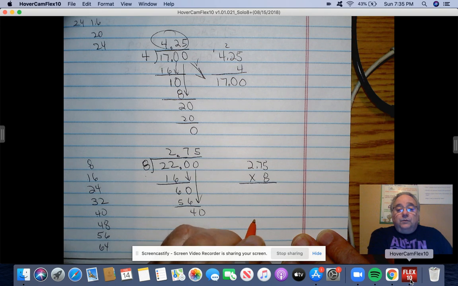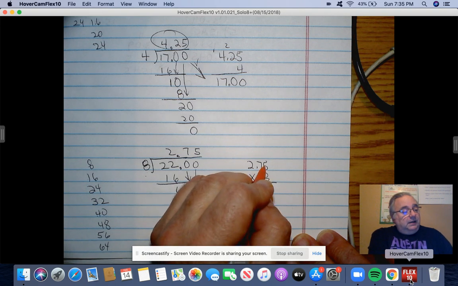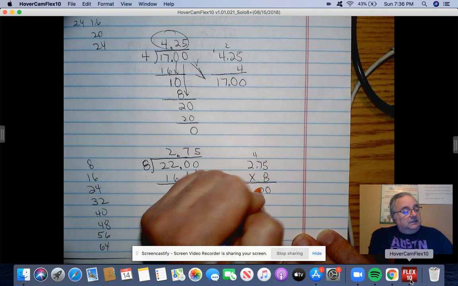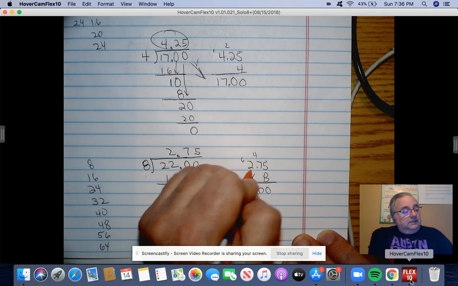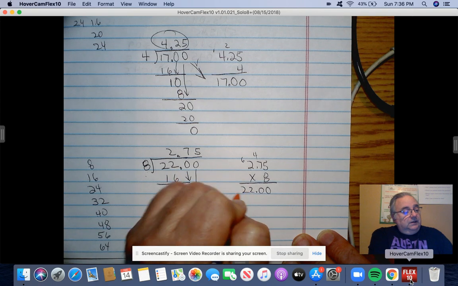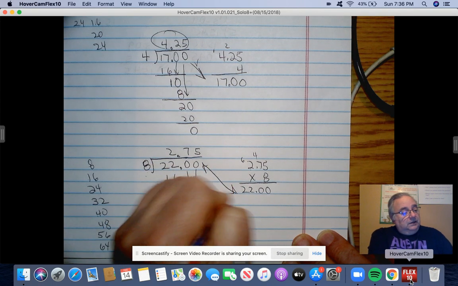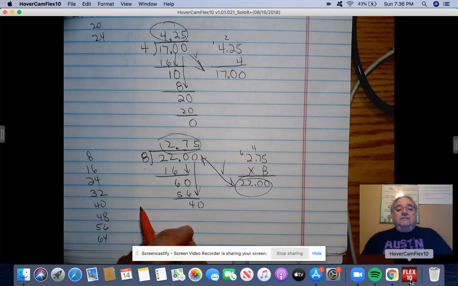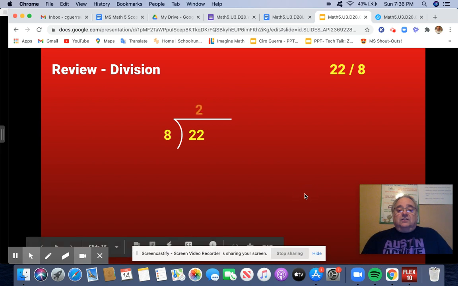How do I know it's correct? That is correct. We go ahead and multiply. 5 times 8 is 40, 0, 4. 7 times 8 is 56, 60. Carry 6, 16, 22. So the answer is 22. Those match. We got the right answer. 2 and 75 hundredths. Excellent. Let's go ahead and make sure that we did this correctly.